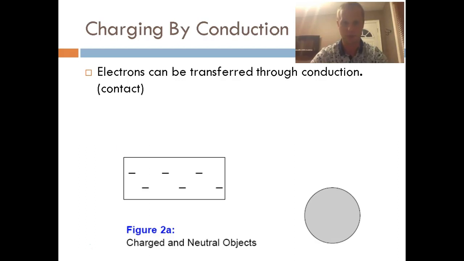So we have something known as charging by conduction. Electrons can be transferred through conduction, or contact. Remember, conduction means contact.